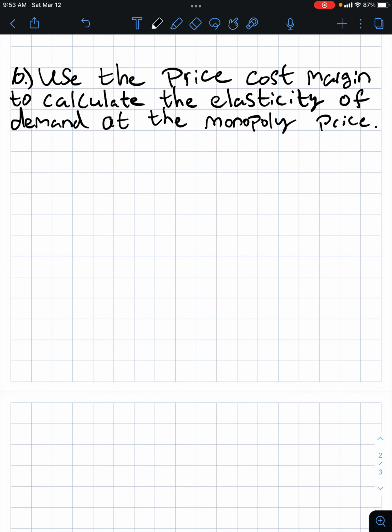Now we need to use the price cost margin to calculate the elasticity of demand at the monopoly price. So what's the relationship between our price cost margin and elasticity of demand at the monopoly price? Well, this relationship exists as the price of a monopoly minus a marginal cost, divided by the price of a monopoly, is equal to 1 over elasticity.